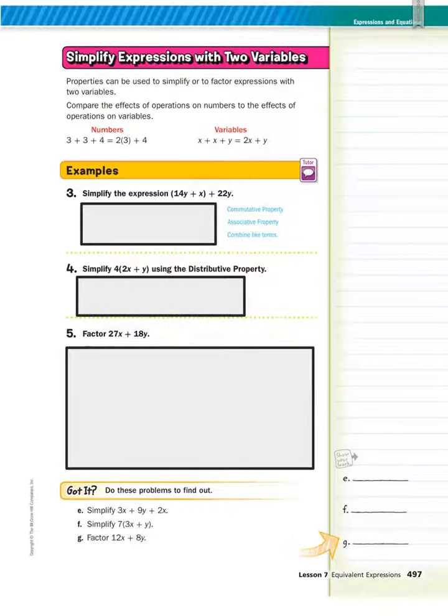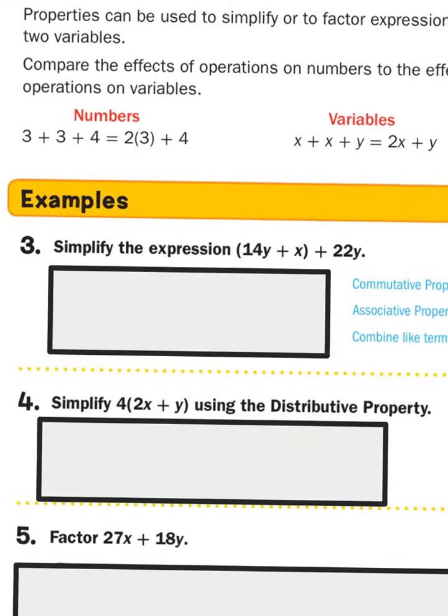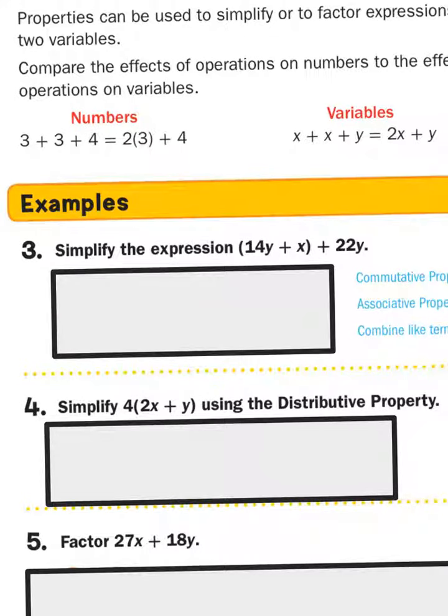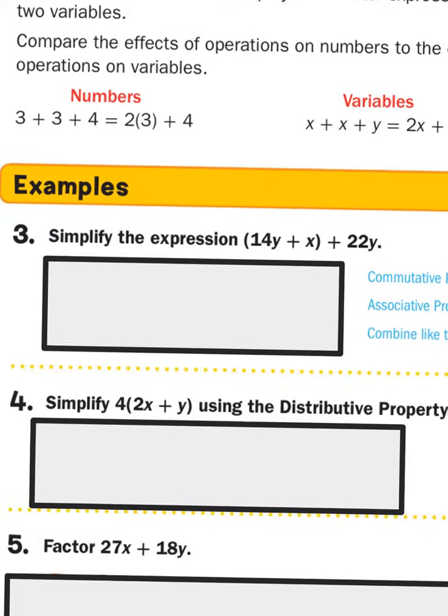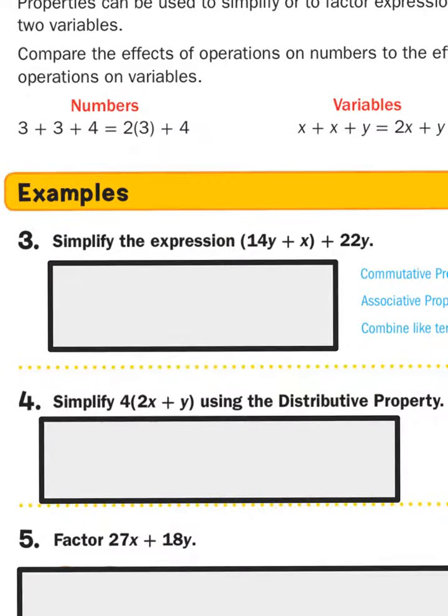Now on this next page, we're going to be simplifying expressions with 2 variables, and it really isn't that different. So let me show you example 3 real quick. In example 3, it says simplify the expression 14y plus x plus 22y. So the first thing I'm going to do is I'm going to rewrite it, but I'm going to use the commutative property to switch these 2 terms around. So I'm going to start with, oops, that's highlighter, x plus 14y plus 22y.